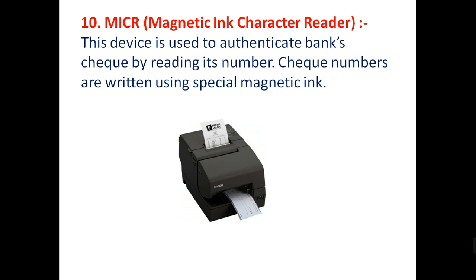Next is MICR. Here MICR means magnetic ink character reader. It is a special device which we can see in banks. So this device is used to validate bank's check. Actually what happens there, that bank check has its check number which is written using a special magnetic ink. So that ink can only be verified using this MICR device. So it is also a type of input device.